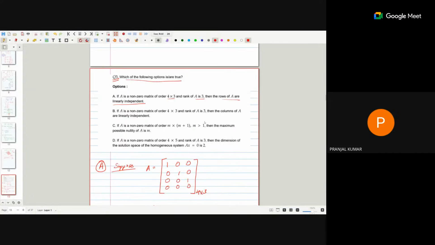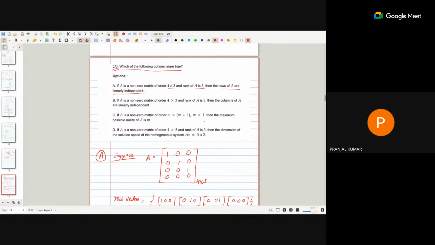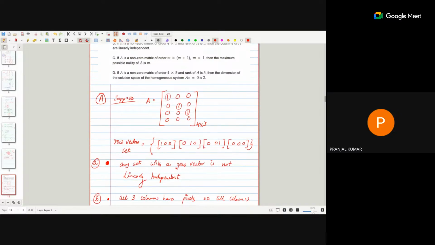Okay, fine. So A is a non-zero matrix of 4 cross 3. I have written a matrix of 4 cross 3, a random example. So this is a 4 cross 3 matrix and rank of A is 3, so all three columns have pivots. Then rows of A are linearly independent.